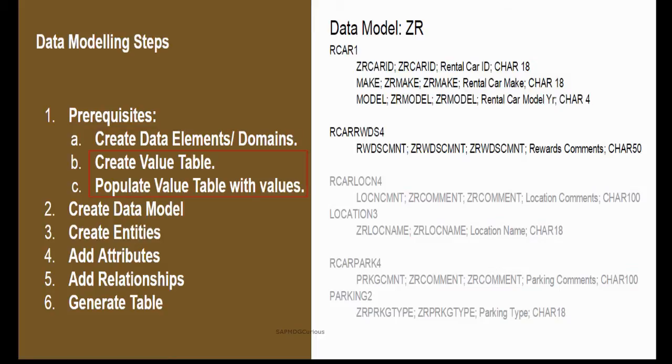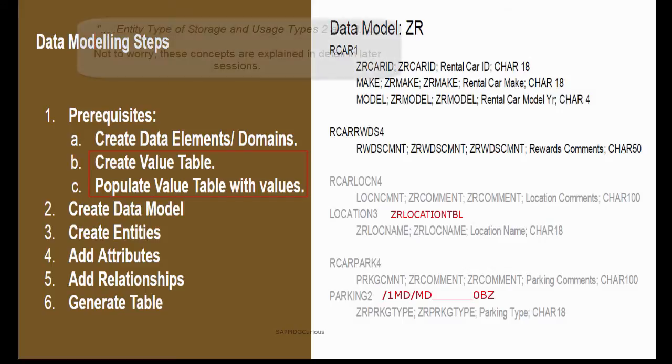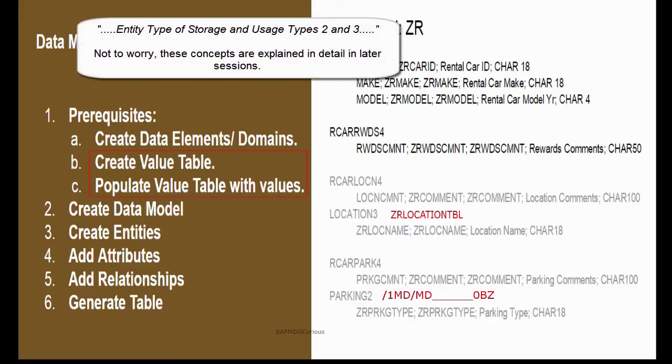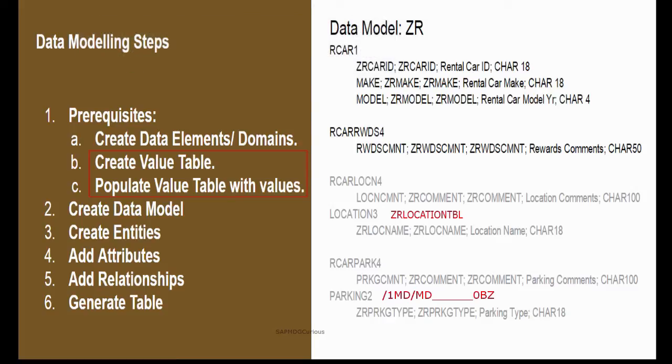The next set of prerequisites relate to check tables. The check tables are relevant for entity type of storage and usage types 2 and 3. The check tables have to be created and loaded with data. In this data model, we will be loading data for parking types and rental car locations.